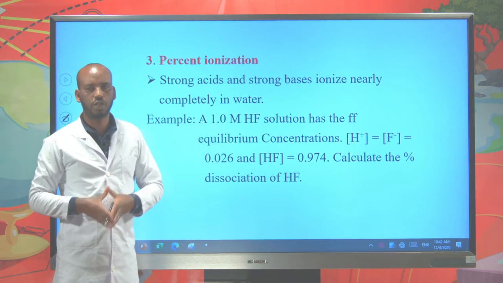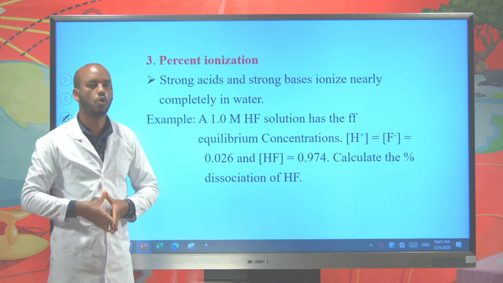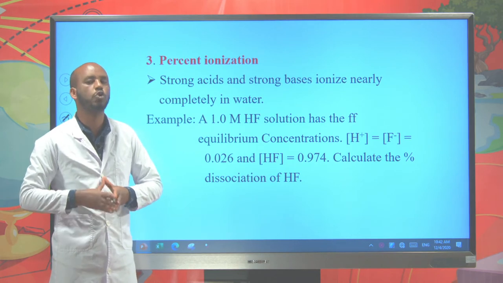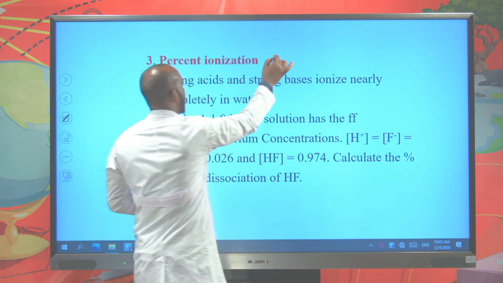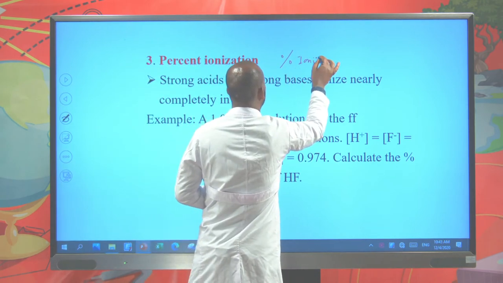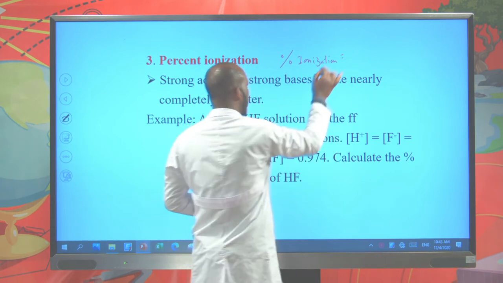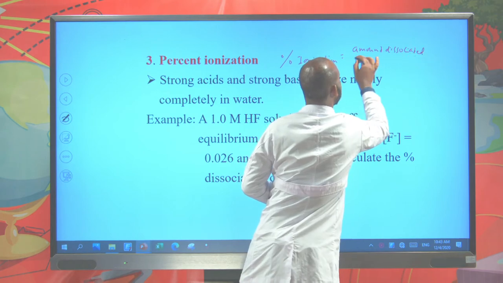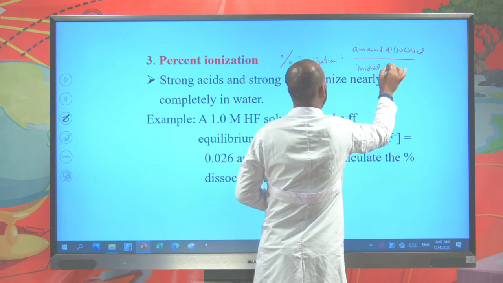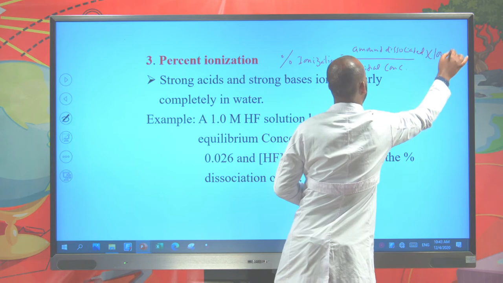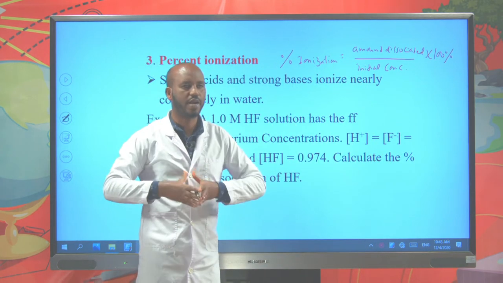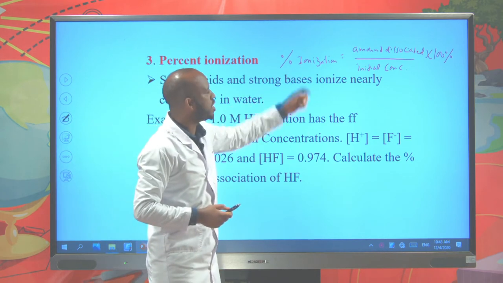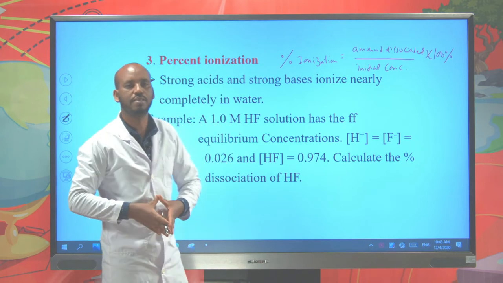3. Percent ionization. Percent ionization is the extent to which an acid or a base is ionized, the extent to which an acid or a base is dissociated. Percent ionization equals amount dissociated divided by initial concentration times 100%. If you wanted to calculate percent ionization, percent dissociation of an acid or a base, you can use this formula. Percent ionization equals amount dissociated divided by initial concentration times 100%.